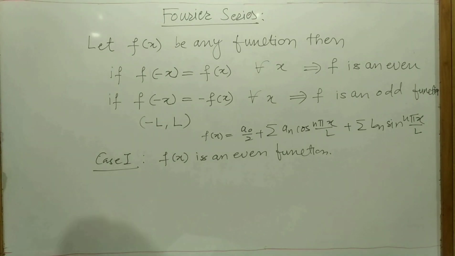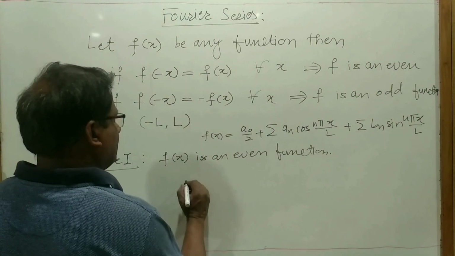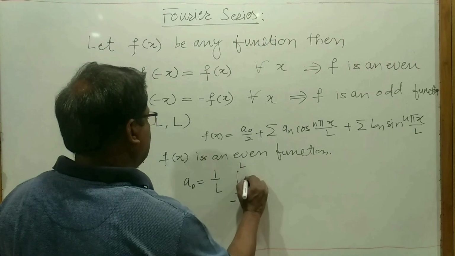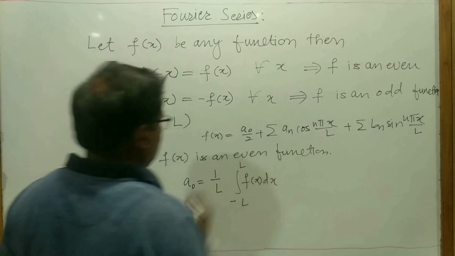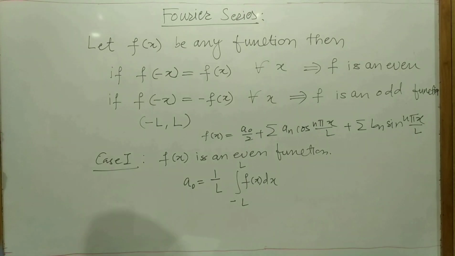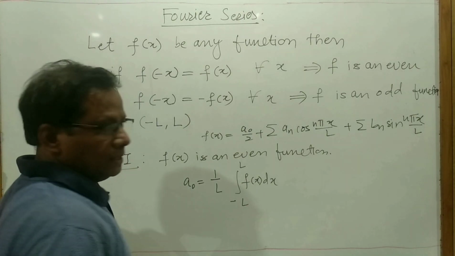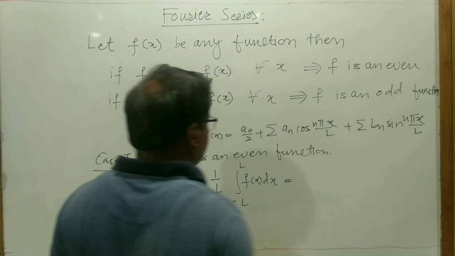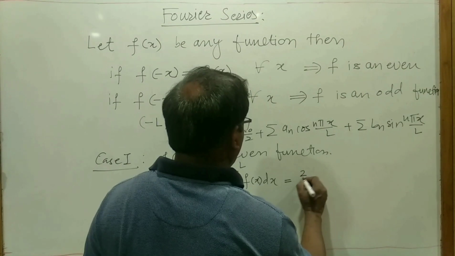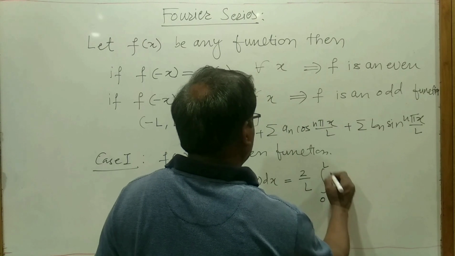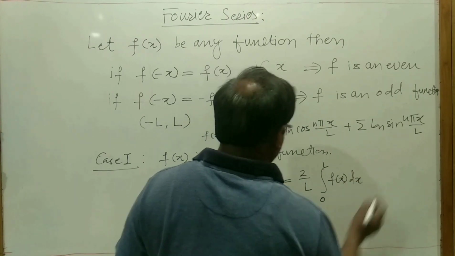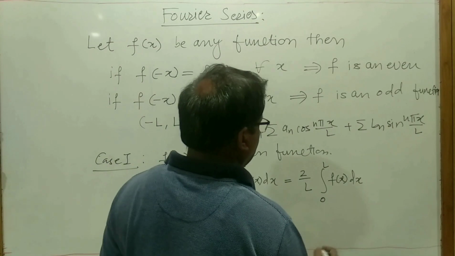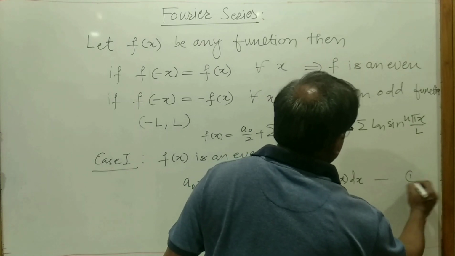What happens when f of x is an even function? If I calculate a0, it is 1 upon L integral minus L to plus L f of x dx. As we know the properties of even functions, if the integrand is an even function, then the integration from minus L to plus L of f of x dx will be 2 times the integral 0 to L of f of x dx. So this equals 2 upon L integral 0 to L f of x dx. So a0, in this case where f of x is even, is 2 upon L integral 0 to L f of x dx. Okay.